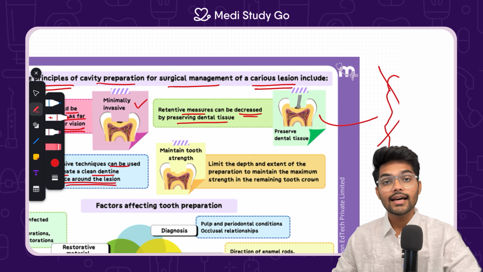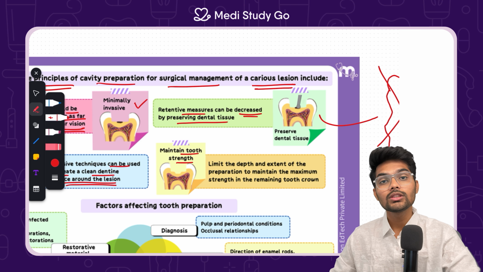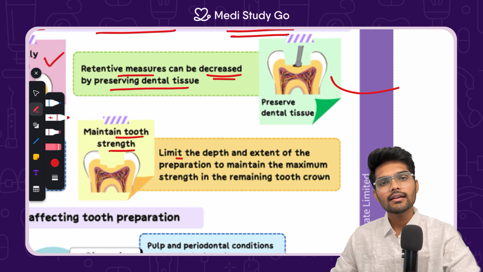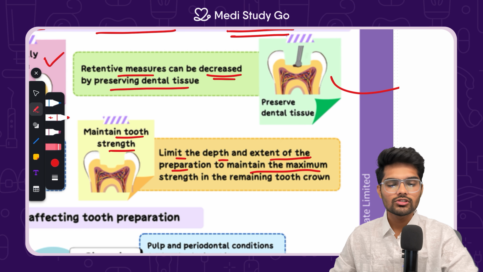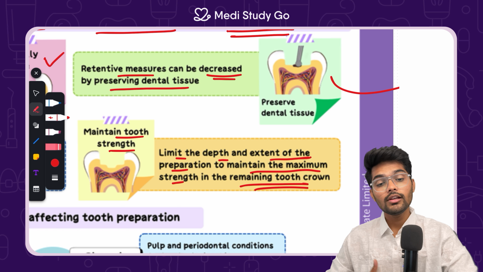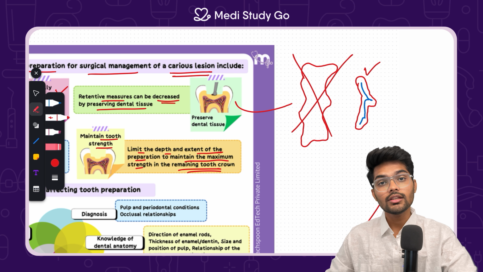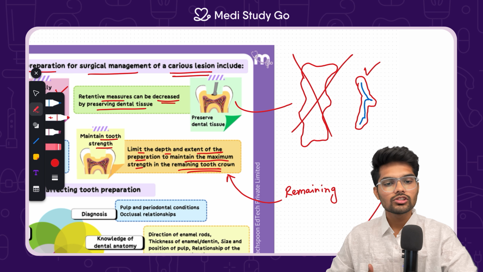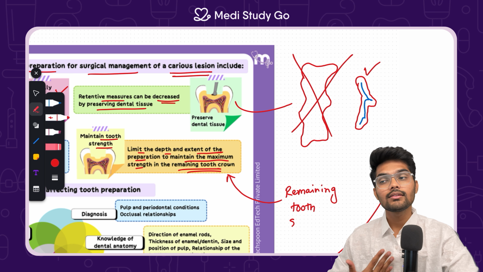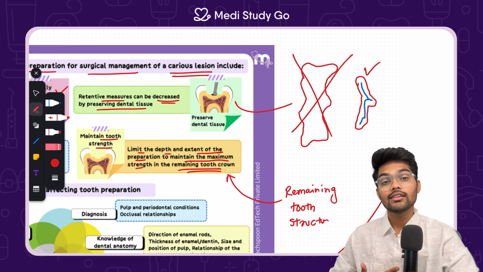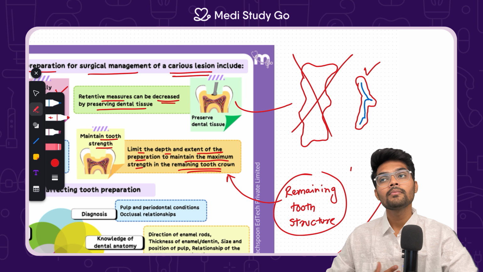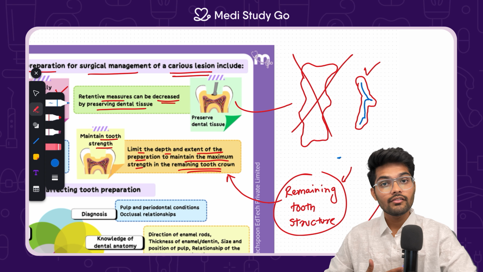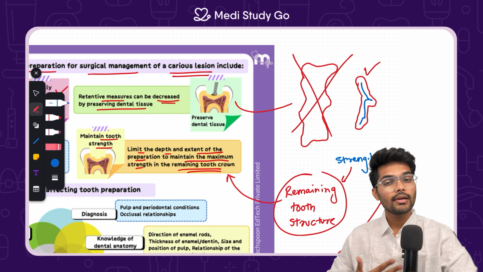Coming to the fourth and the last principle is maintaining the tooth strength. Now this again is somewhat similar to preserving tooth structure, because we need to limit the depth and extent of preparation to maintain the maximum strength in the remaining tooth crown. What I can tell you in short is the amount of remaining tooth structure directly affects the tooth strength, or the strength of restoration. So it is very important that you be very conservative and remove or prepare only the affected tooth structure.